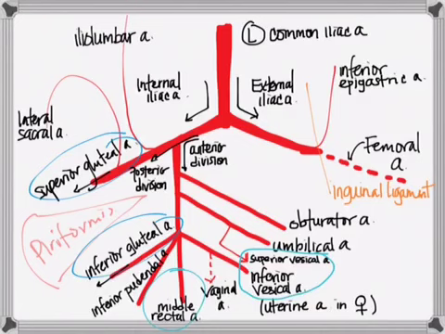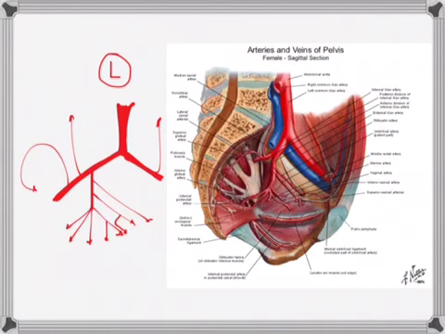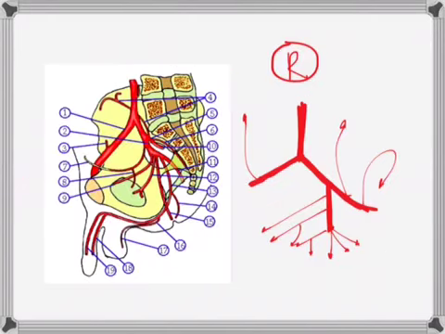Finally, the external iliac artery turns into the femoral artery after passing the inguinal ligament. And keep in mind, the inferior epigastric artery is a good landmark for learning hernias. As we can see, here's how the diagram maps on to a real picture. The left side, and then the right common iliac artery.